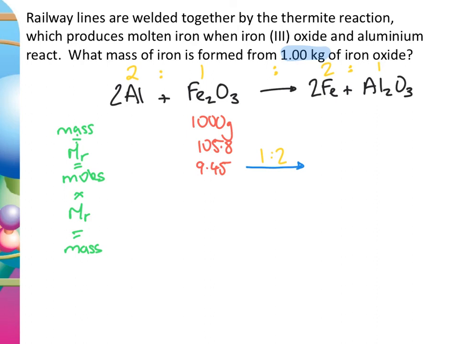So that means the number of moles of iron that we are going to make is 18.9 moles, and we know the MR of iron is 55.8. So therefore the mass of iron that we're going to produce is 18.9 times 55.8, which equals 1,054.8 grams. And of course we need to do this to the right number of significant figures, which is 3. So actually our final answer is going to be 1,050 grams to 3 significant figures.